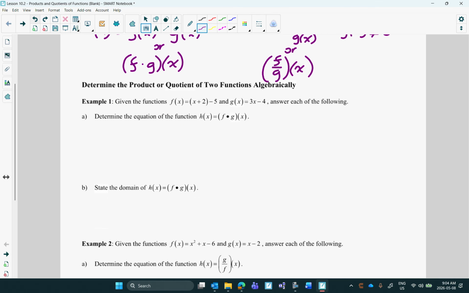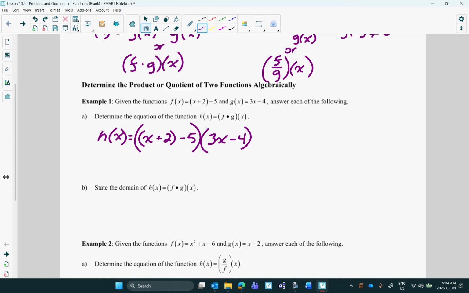All right, so doing similar examples. Here we're given one function, x plus 2 minus 5, and then g of x is 3x minus 4. We are asked to find the equation of the function f times g of x. So we would take x plus 2 minus 5, all in parentheses, times 3x minus 4. And then we would simplify that as much as we can.